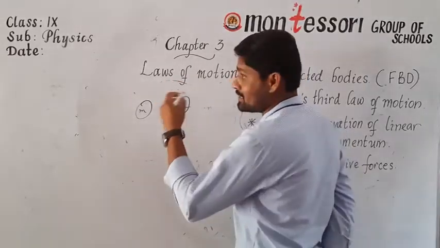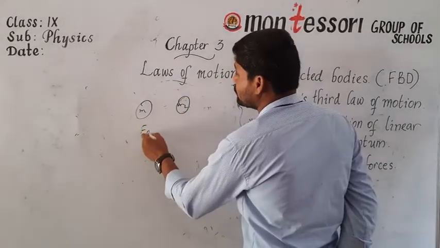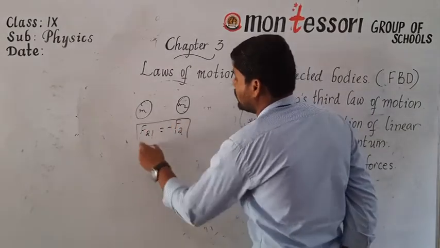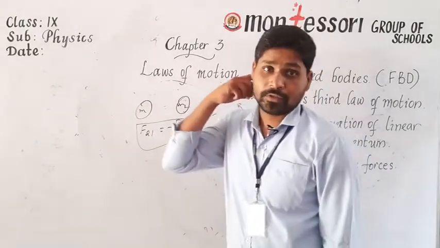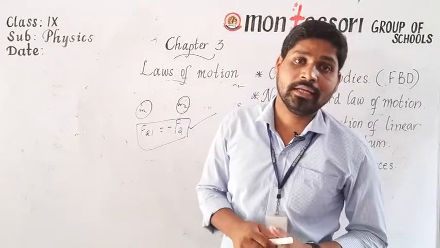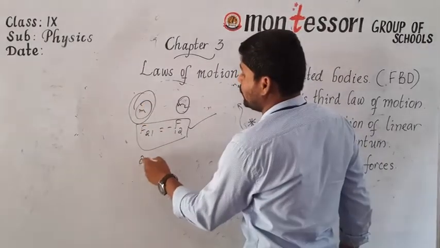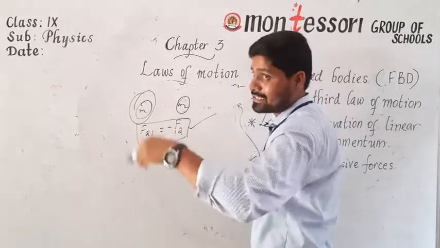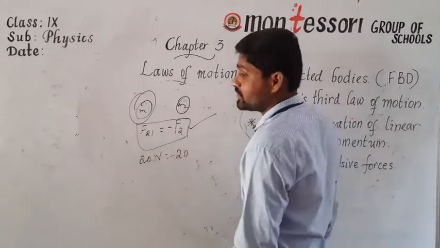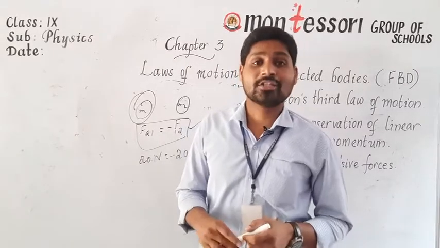So for example, the force exerted by the first body on the second body, let it be F21, is equal to minus F12. This is what we call Newton's third law of motion: for every action there is an equal and opposite reaction. For example, if the force exerted by the first body is 20 newtons, then the force exerted by the second body on the first body is also 20 newtons, but opposite in direction, negative. Is it clear? So this is about Newton's third law of motion.